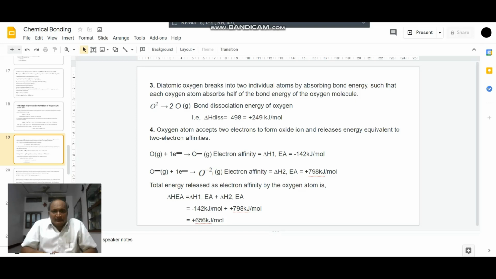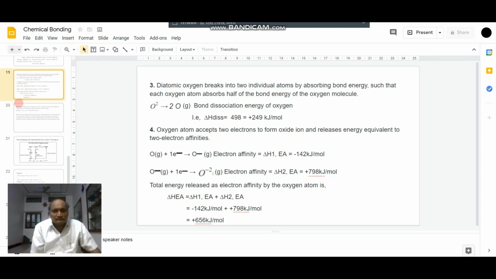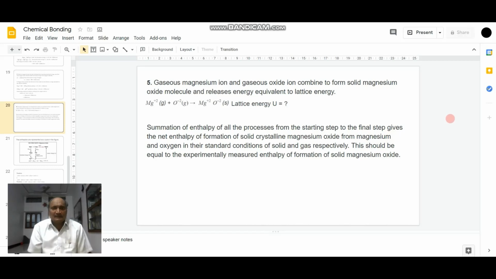The total energy released as electron affinity by the oxygen atom is delta H1 plus delta H2, and it is equal to the electron affinity of oxygen, and it is equal to 656 kilojoules per mole. Coming to the 5th step, that is, gaseous magnesium ion and gaseous oxide ion combine to form a solid magnesium oxide, and this step involves the combination of both the gaseous ions, a magnesium ion in a gaseous state and an oxide ion in a gaseous state, combining to form a magnesium oxide molecule in the solid state.